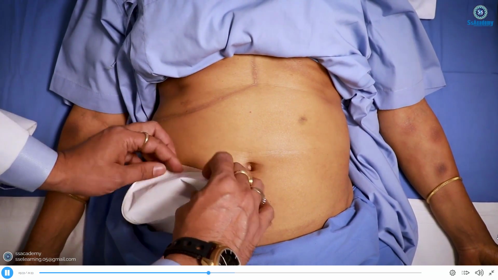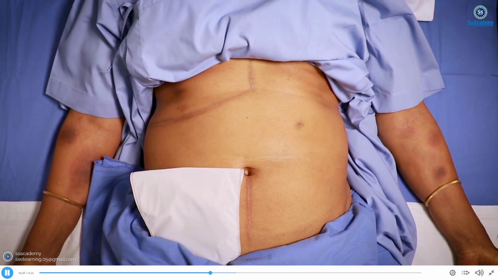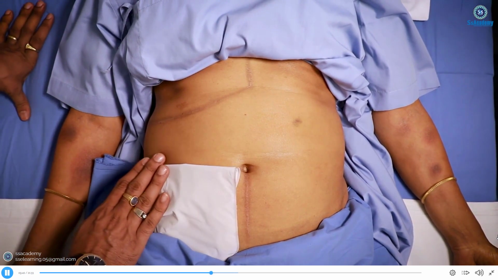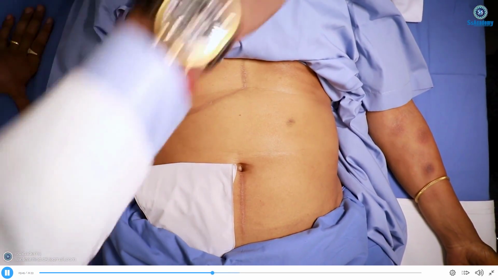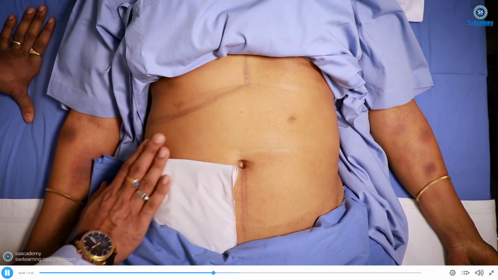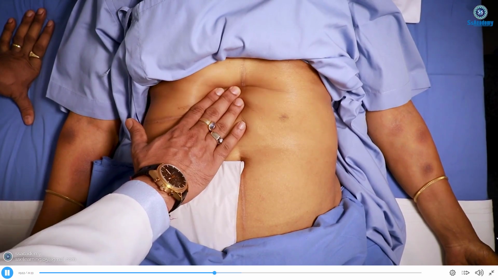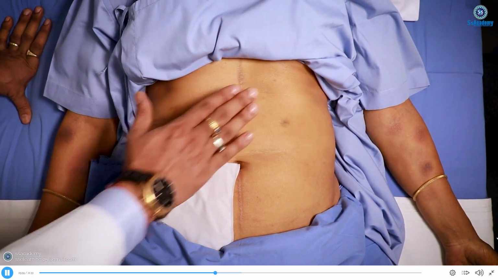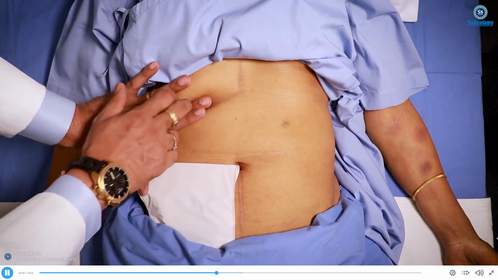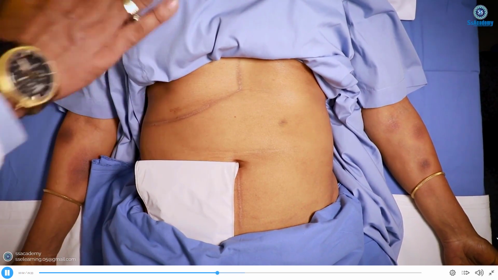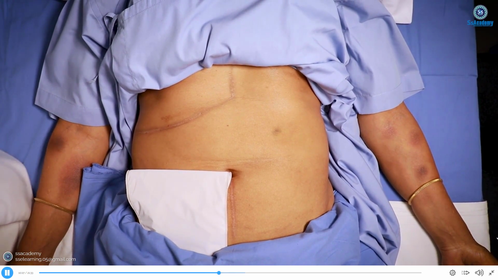We need to examine her for the liver, then the spleen. I need to examine her liver first. I need to tell her, take a deep breath in and out for me. Once again, in and out, once again. So the liver is not palpable, not enlarged. You also need to do the upper border of the liver dullness as well. This is normal.